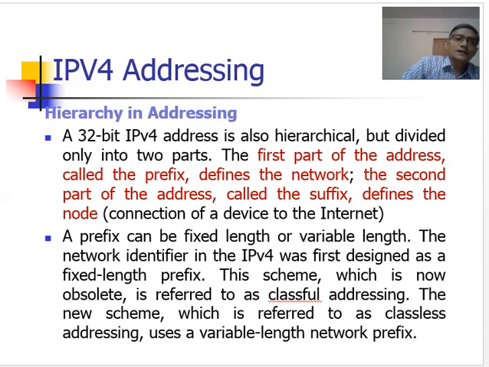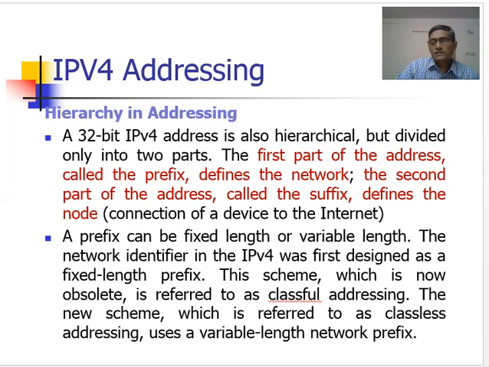Now, what is hierarchy in addressing? A 32-bit IP version 4 address is hierarchical in nature, so it is divided into 2 parts. One is called the network part, which we call the prefix. The second part we call the suffix, which represents the node. The first part, the prefix, defines or represents the network, and the second part, the suffix, represents the node.